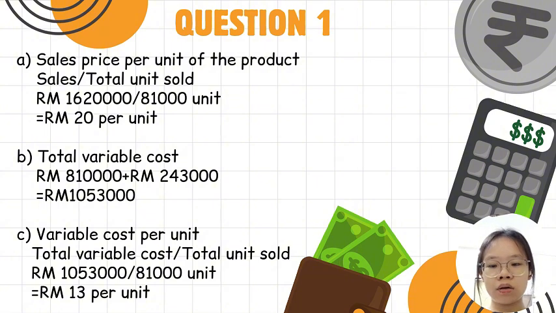Total variable costs include variable cost of goods sold and sales commission. Adding them together equals 1,053,000. Variable cost per unit equals total variable cost divided by total units sold. 1,053,000 divided by 81,000 equals 13 per unit.